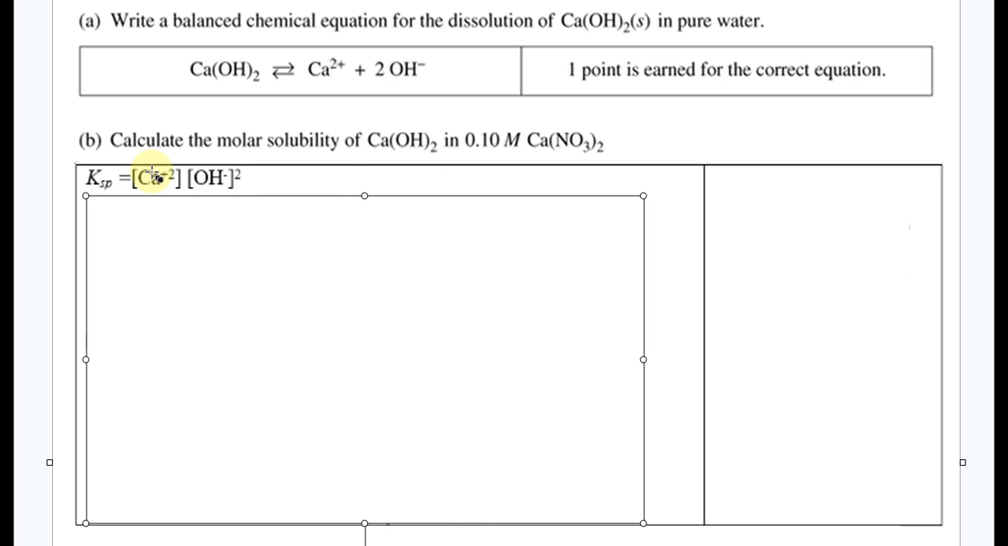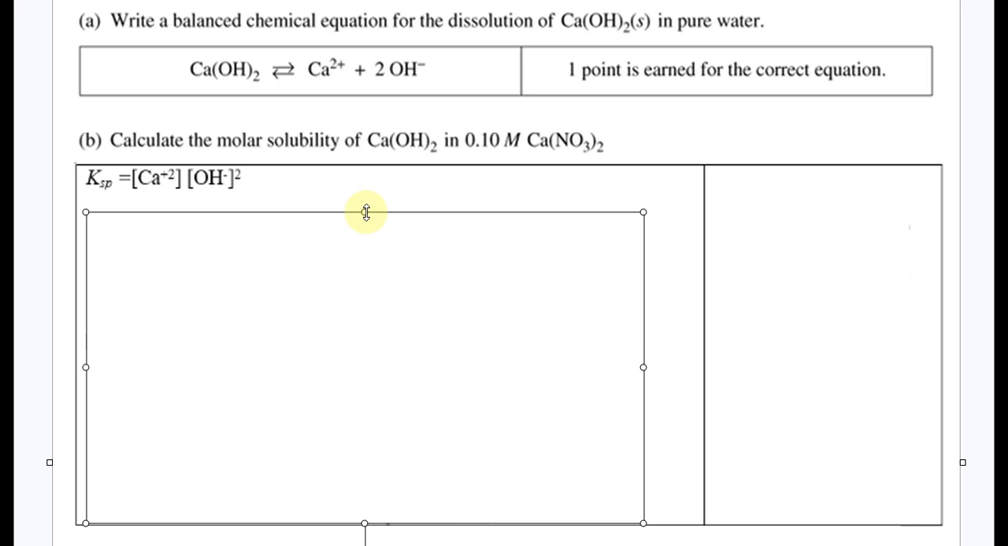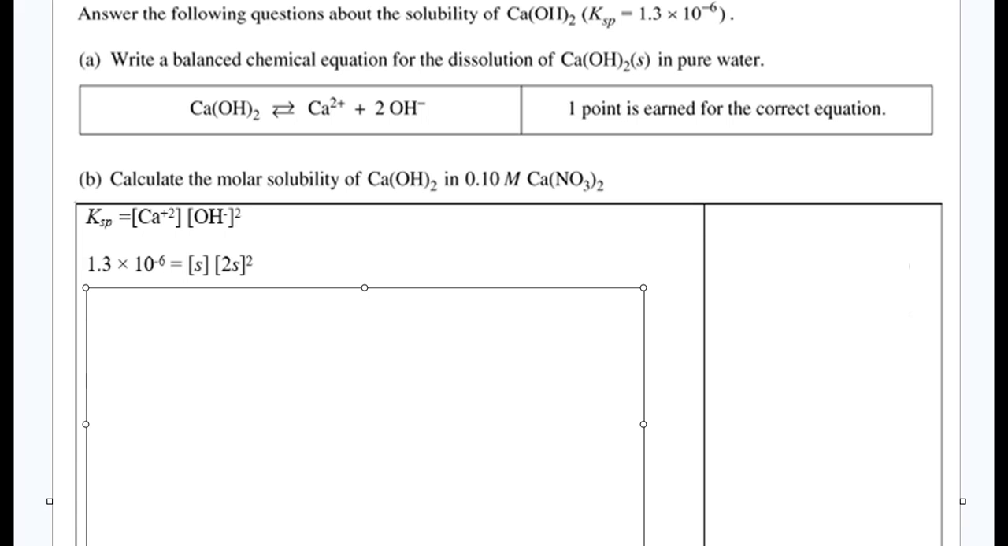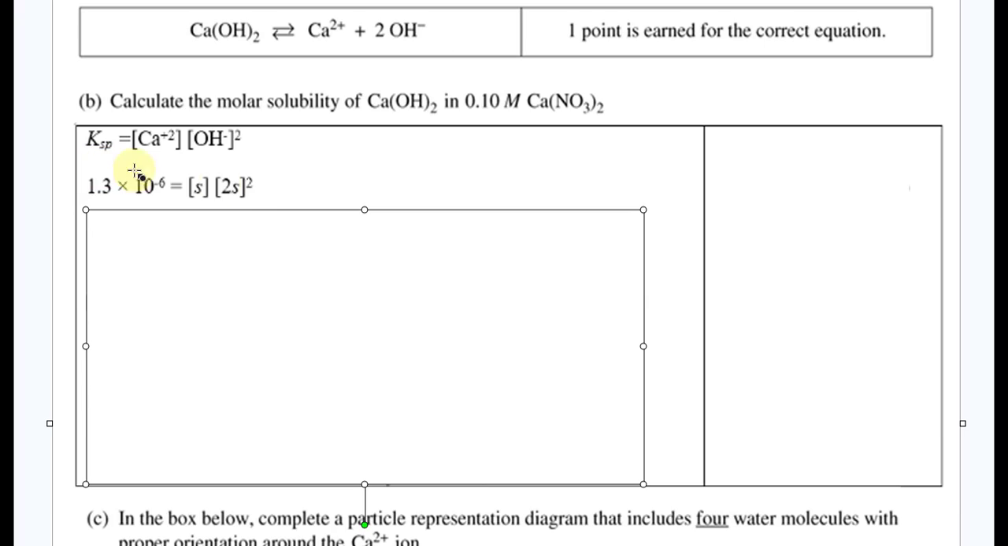So KSP is equal to calcium ion, and this becomes a superscript. Now with molar solubility, we would use this S and 2S. And of course that's squared. So it's the amount of calcium hydroxide that will dissolve, so that's coefficient of 1. So we've got that. They give you the KSP as being 1.3 times 10 to the negative 6. Moderately small. That's our equation.